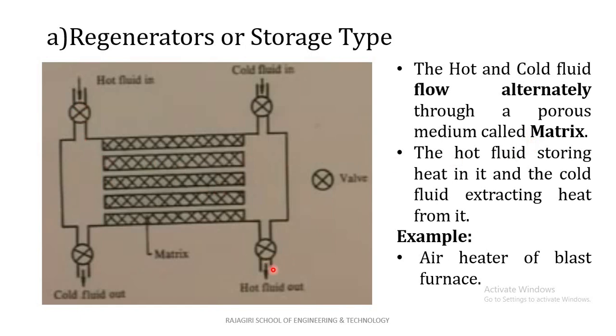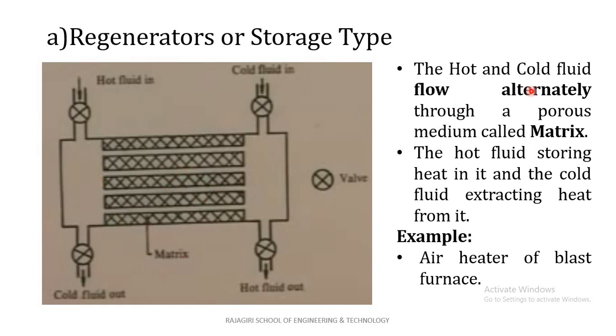See, these are two valves. When the hot fluid flows through the matrix, these two valves will be closed. So first, hot fluid will flow through this. During the flow through the matrix, hot fluid stores its heat into the matrix. Then, after that, we will close these two valves and open these two valves. So the cold fluid passes through the heated matrix and extracts the heat from it.